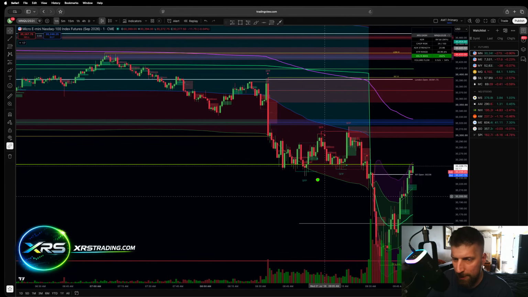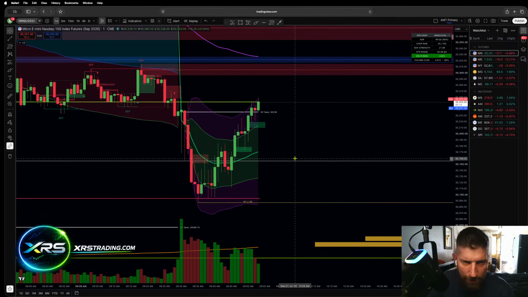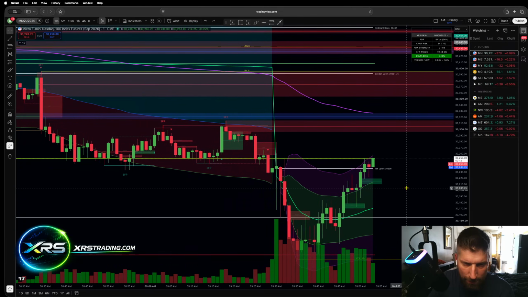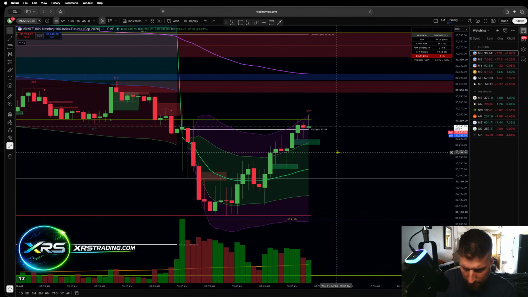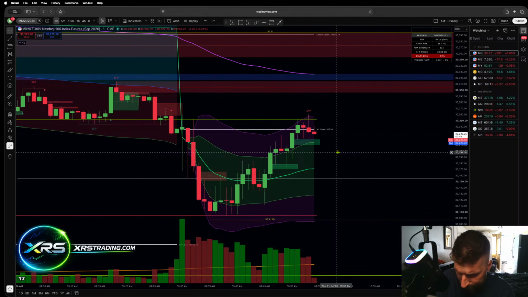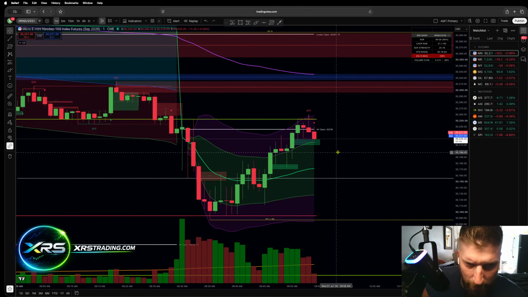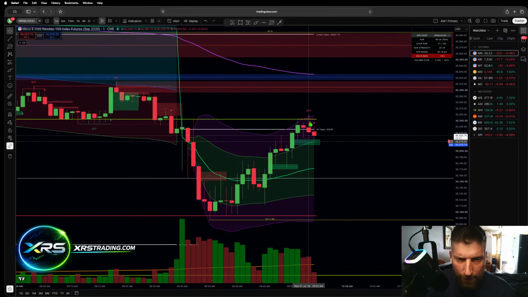Point of control just moved down, so value shifted lower. Absorption MNQ sellers. Took a short, TP hit. Stop MNQ sellers. So I took a short off of the swing failure pattern at the top of the range.